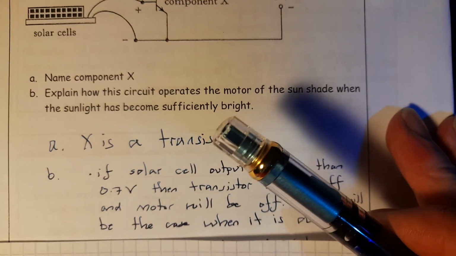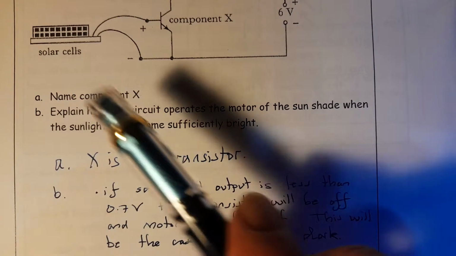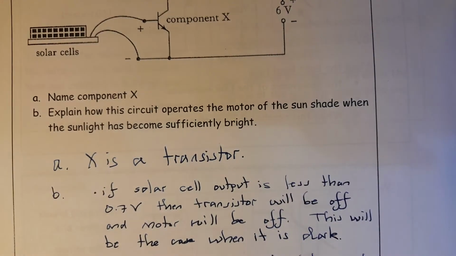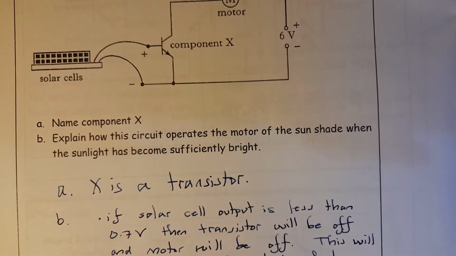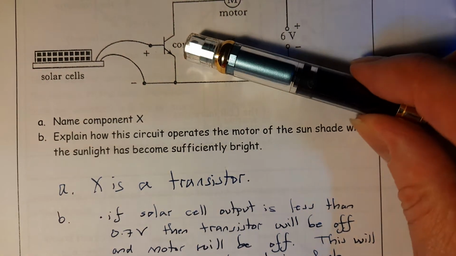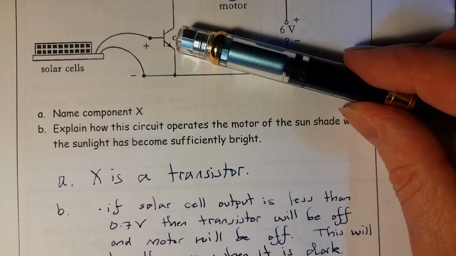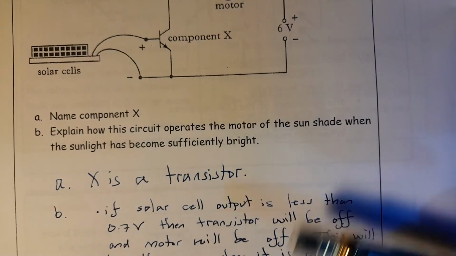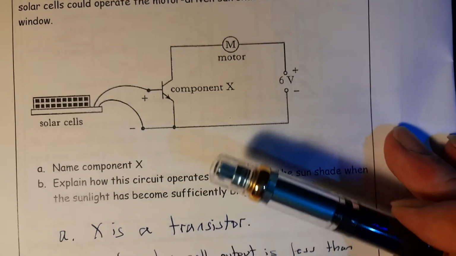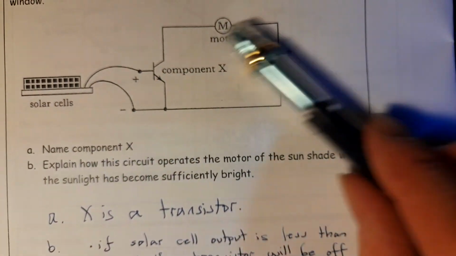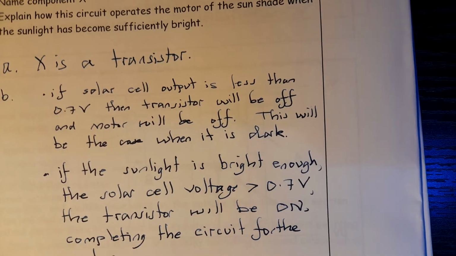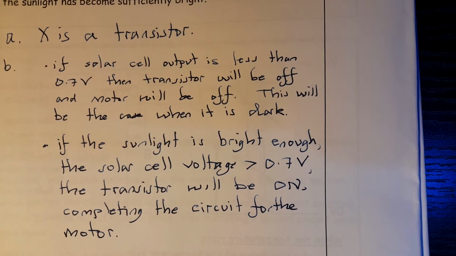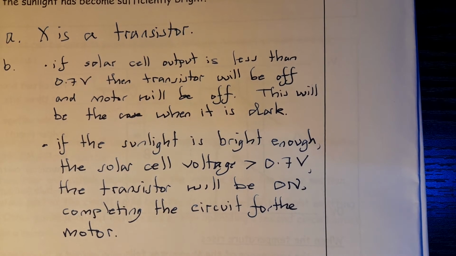Next part of your explanation, you could then explain what happens if the sunlight becomes brighter. At that point, eventually the solar cell voltage would rise above 0.7 volts. And above 0.7 volts is enough to turn your transistor into a conductor. So the transistor would be on. That would complete the circuit for the motor, and obviously the motor would then be on and operate the sunshade. So the final answer I came up with looks like that. So then on to example 29.